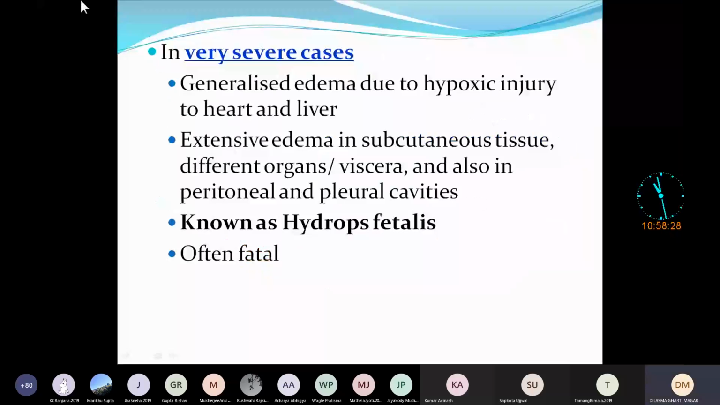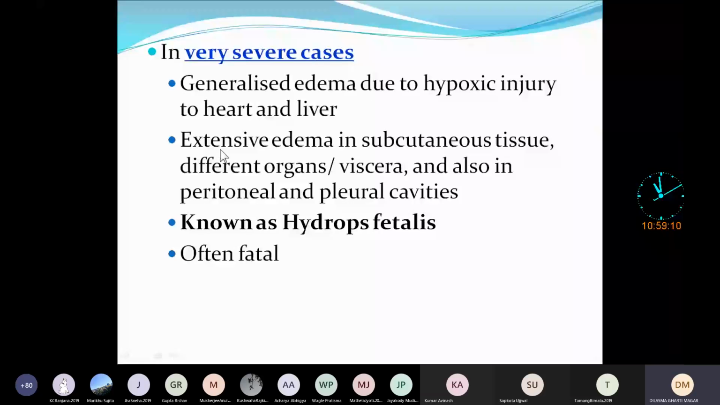So in very severe cases, there is generalized edema due to hypoxic injury to the heart and liver. Why generalized edema? Why hypoxic injury? Did you understand here? Because when RBCs are mature, only then the hemoglobin will take the oxygen, isn't it? So now here there is marked edema, and hemoglobin is also less. All these immature erythrocytes, the erythroblasts, will not be able to take the oxygen. That's why it will lead to generalized edema due to hypoxic injury to heart and liver.